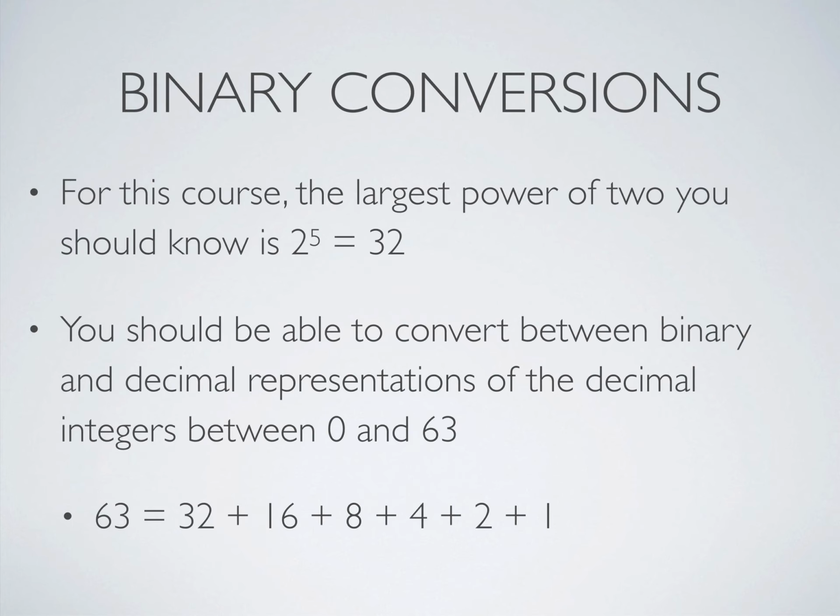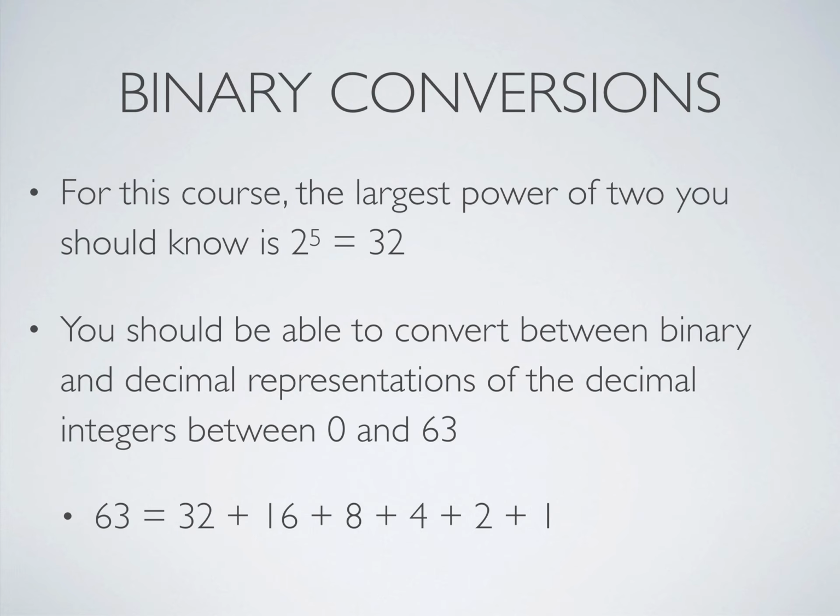Alright, so hopefully you spent a little bit of time writing down your algorithm. That said, I want to talk about just practical logistics for this course. For this course in particular, the largest power of 2 you need to know for these conversions is 2 to the 5th, which is 32. So I'm not expecting you to know every single power of 2, because there's an infinite amount, right? So again, the largest power of 2 you should know is 2 to the 5th, which is 32.